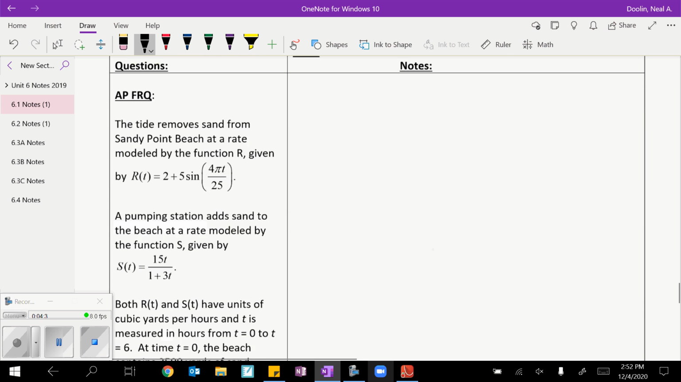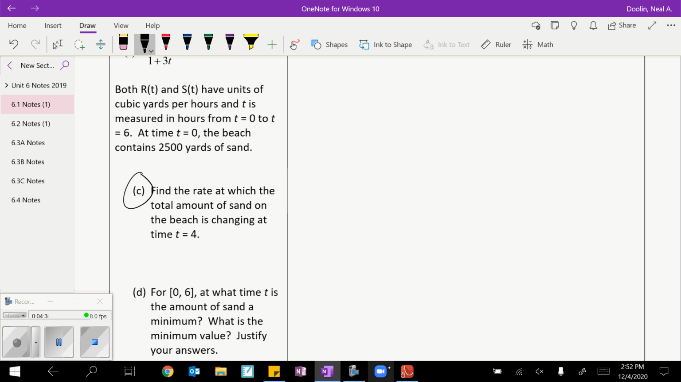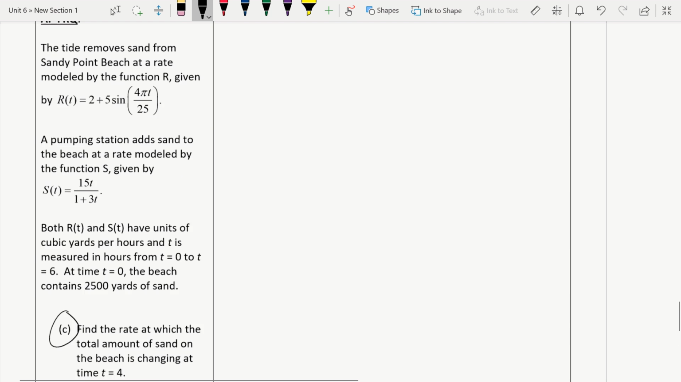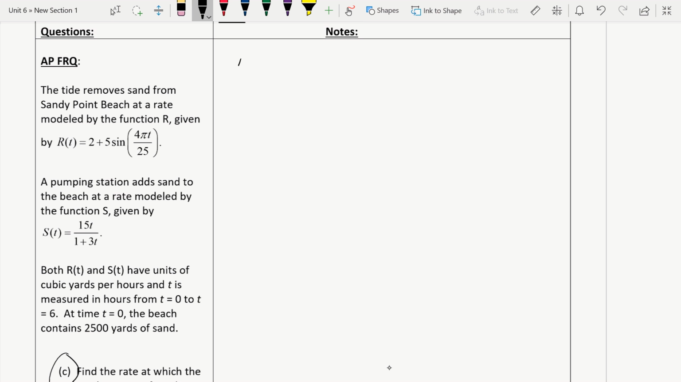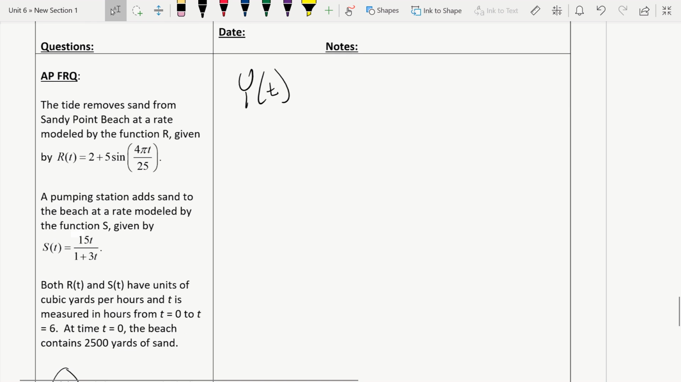Again, same setup here. The new stuff starts here with part C. Find the rate at which the total amount of sand on the beach is changing at time t = 4. Well, we came up with that amount. Remember, y of t was the amount of sand on the beach. So if we're trying to figure out the rate at which that's changing, that would be the derivative, y prime. Or I'm sorry, the derivative of y.